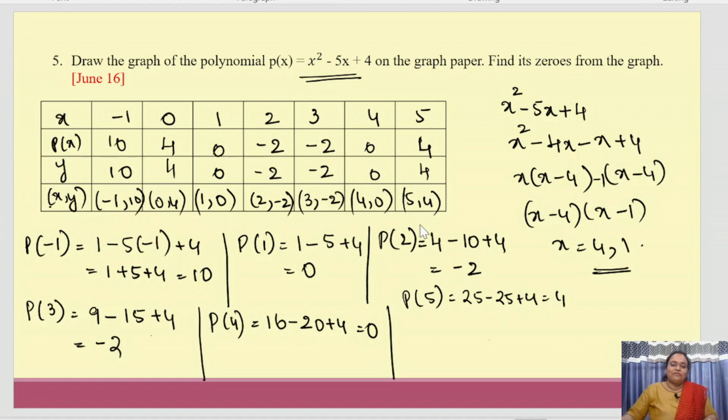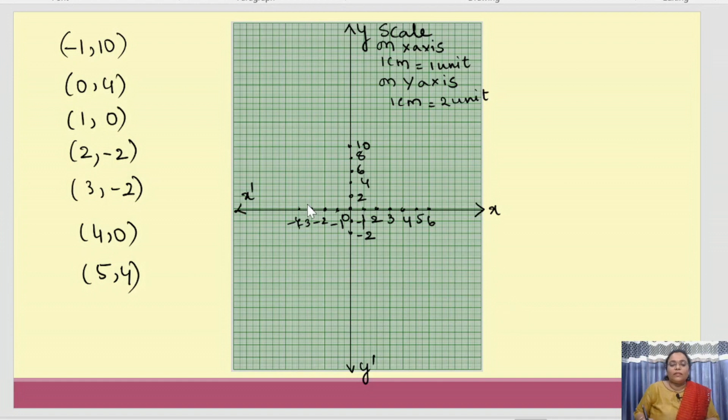Now let us plot the graph. So the first point is minus 1 and 10. Minus 1 on the x axis, 10 on the y axis, which is this one. The next one is 0 and 4. 0 on the x axis, 4 on the y axis, which is this one. The next one is 1 and 0. 1 on the x axis and 0 on the y axis, which is this one. The next one is 2 and minus 2. 2 on the x axis, minus 2 on the y axis, which is this one.